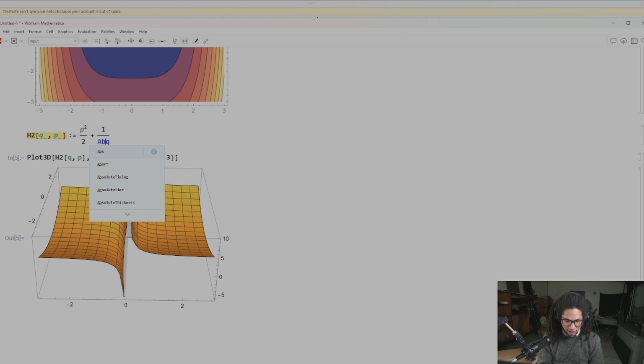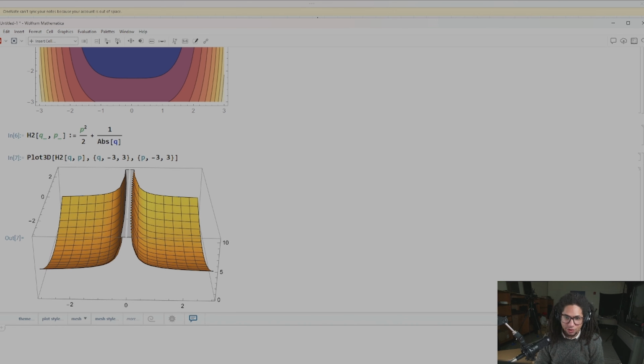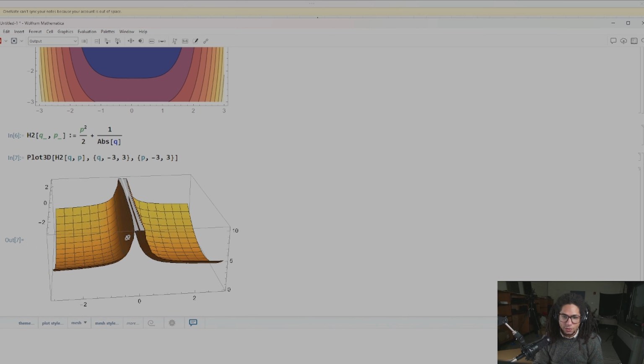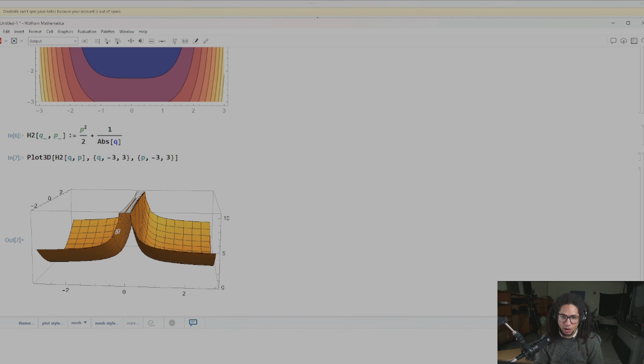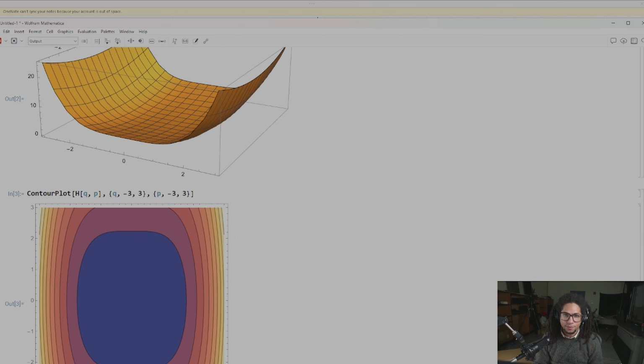Actually, I'm realizing that here I should have had the absolute value of q. Sorry about that. So it should be positive infinity in both cases. Good. Now in the p direction, I do have what looks like an increasing function in both directions, and that's because of this p squared here. All right, now let's look at the contour plot.